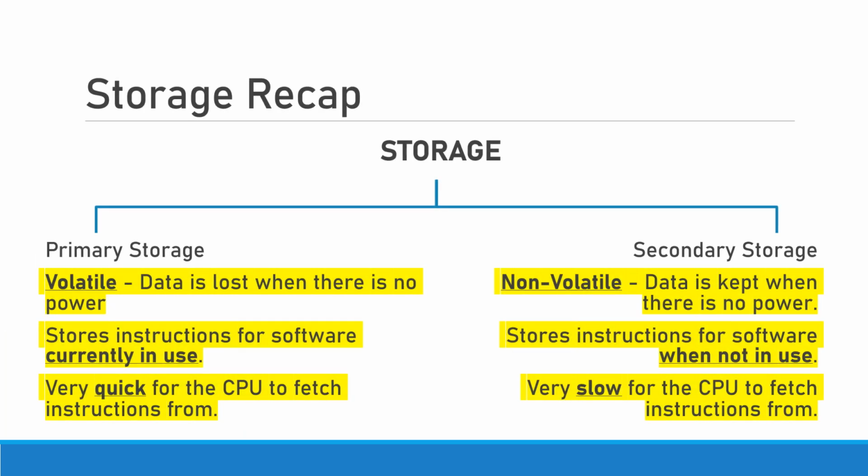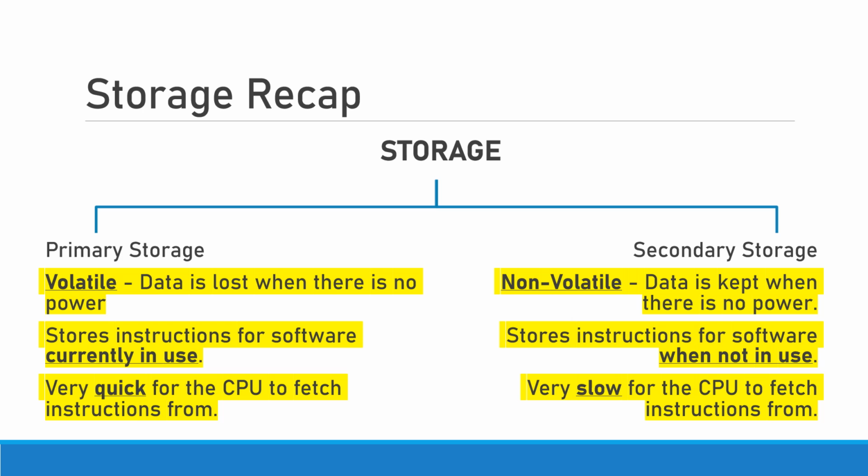So to recap, primary storage is volatile. Data is lost when there's no power. It stores instructions for software when they are currently in use. And it's very quick for the CPU to fetch instructions from. Secondary storage is non-volatile. Data is kept when there's no power. It stores instructions for software when not in use, but it is very slow for the CPU to fetch instructions from.